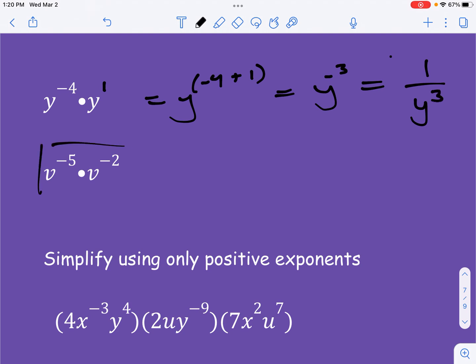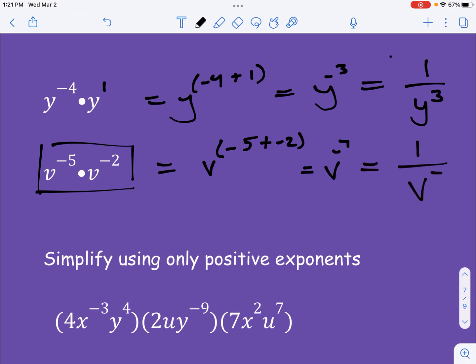This one is going to be v to the negative 5 plus negative 2. Well, negative 5 and negative 2 add up to negative 7. So you have v to the negative 7. And now let's rewrite this so that we have a positive exponent. And so that is how these work when you are multiplying, okay, with easy things like this. So let's do this with products when we multiply products now.